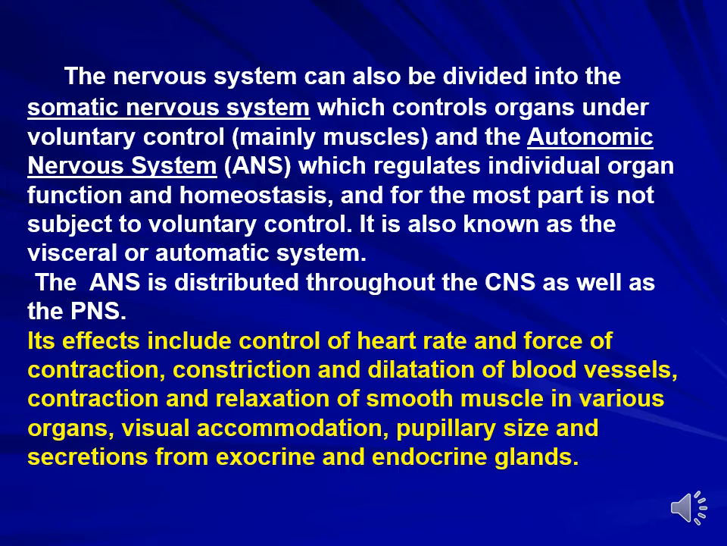So, more details. The autonomic nervous system is a functional division of the nervous system in general, but anatomically it is distributed throughout the central nervous system as well as the peripheral nervous system. It controls the heart rate, force of contraction, dilatation and constriction of the blood vessels, contraction and relaxation of smooth muscles in various organs, and an important function is the visual accommodation, size of the pupil, as well as secretions from the exocrine and endocrine glands.